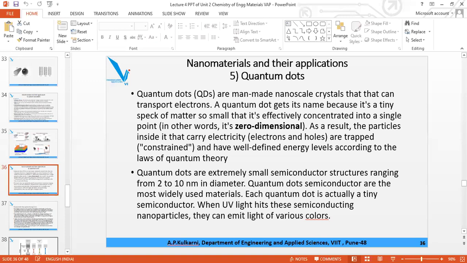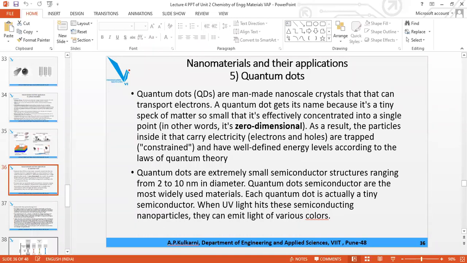Now all its energy levels are quantized. You have seen what the meaning of quantized is: 1s, 2s, 2p (2px, 2py, 2pz), 3s, 3p, then 3px, 3py, 3pz. That is the quantization, meaning each level is further divided into two or more types. Quantum dots are very small semiconductors ranging from 2 to 10 nanometers in diameter.